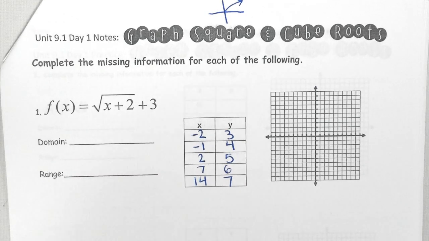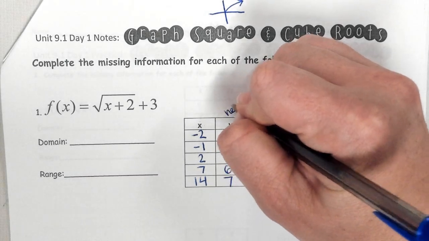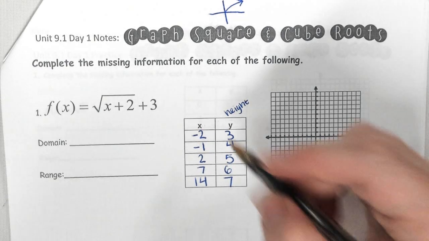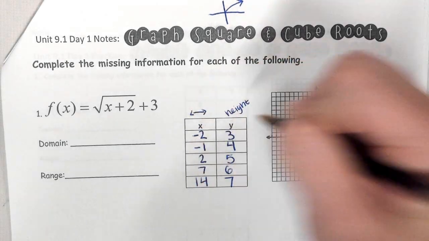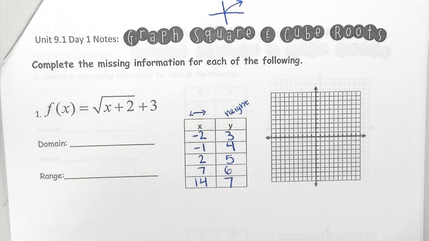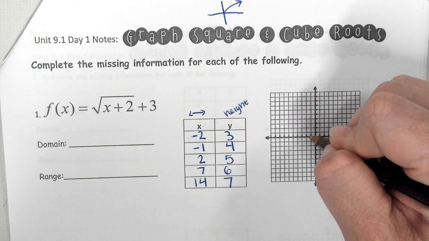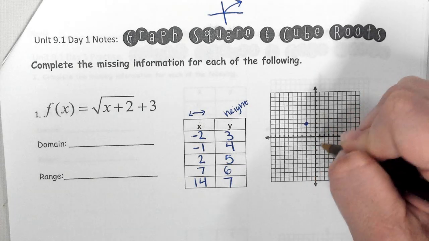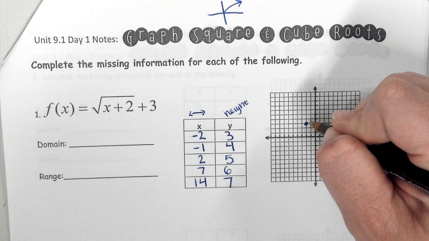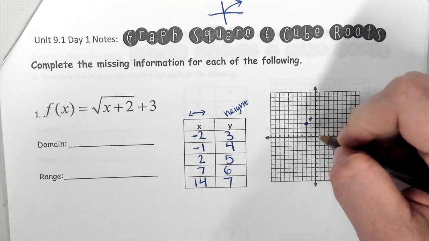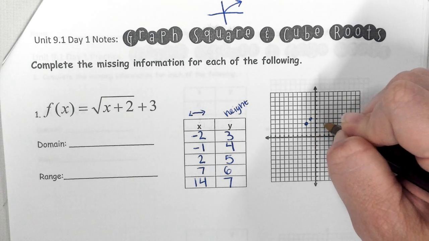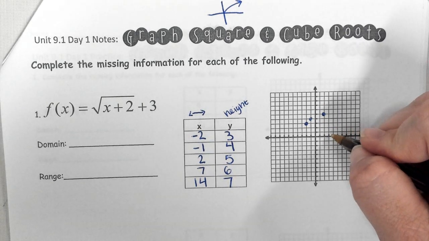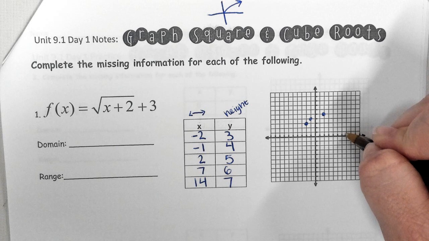Now, I'm going to plot those points. Just a reminder, y'all, y is your height. So if you struggle with plotting points, x is your side to side, and y is your height. Yeah? So knowing that, I have -2, and then a height of 3, +3. 1, 2, 3. -1, +1, 2, 3, 4. 2, 1, 2, 3, 4, 5. 1, 2, 3, 4, 5, 6, 7.